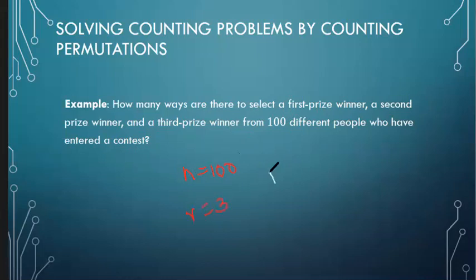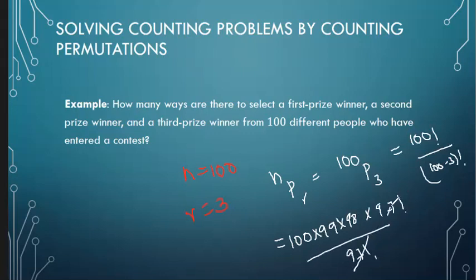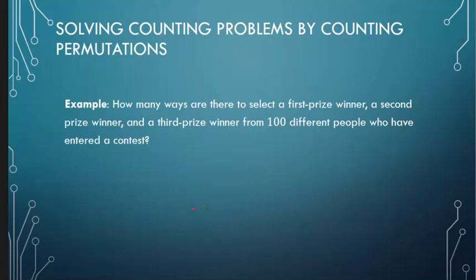Now in this case, if we take nPr, it will be basically 100P3. Okay, so this is equivalent to 100 factorial by 100 minus 3 factorial. So it can be written as 100 into 99 into 98 into 97 factorial by 100 minus 3, which is again 97 factorial. So this is equivalent to 100 into 99 into 98. Let's see the solution for the same. 100 into 99 into 98.